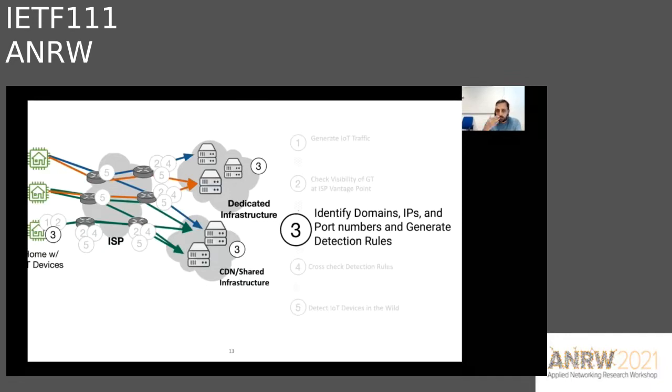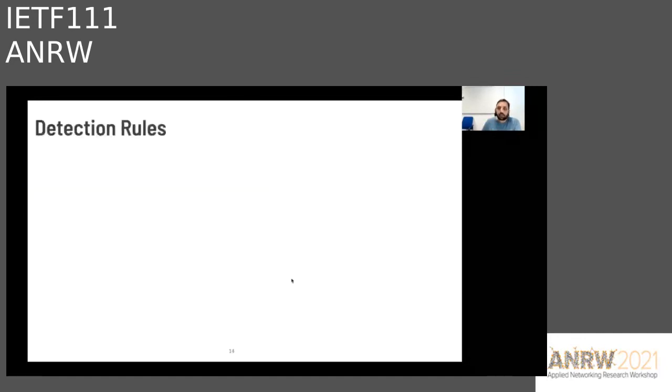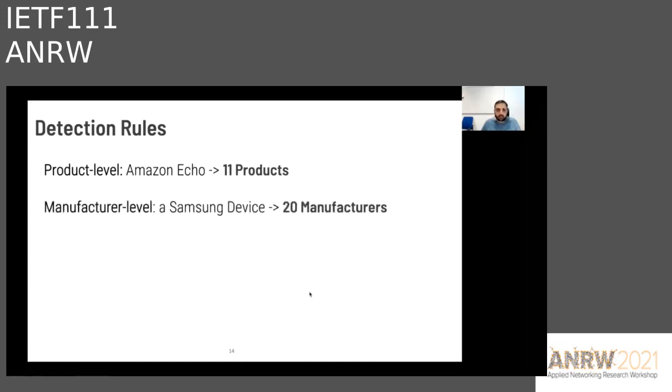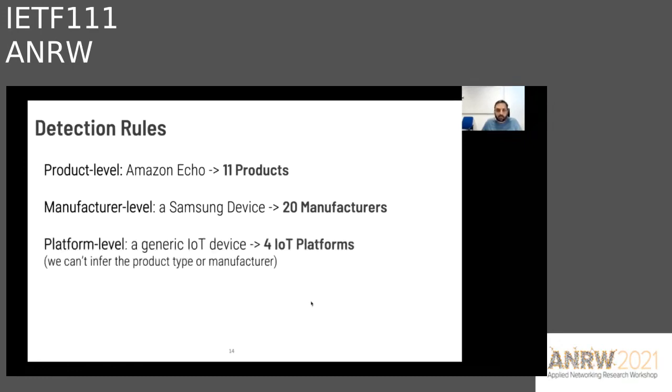As it's an involved process, I'm not going into the details, but as an overview, we have generated detection rules at three different levels of granularity. The finest one is the product level, where we can say what type of product it is, for example, if it's an Amazon Echo or not. The next level of granularity is the manufacturer level, where we could only say it's a Samsung device, we could only say what the manufacturer is. And the coarsest one is the platform level, where we could only say it's an IoT device, but we couldn't say what product or which manufacturer it is. The generated rules account for 77% of the manufacturers in our test beds.